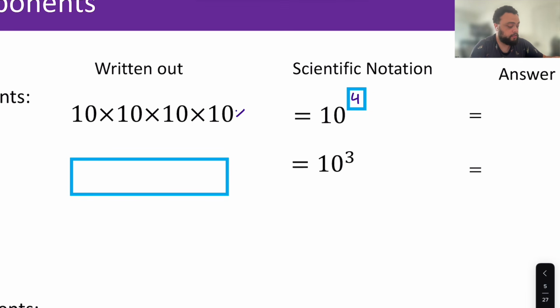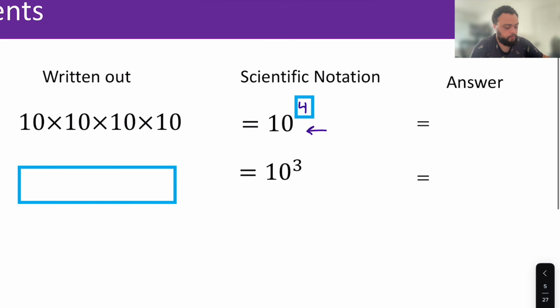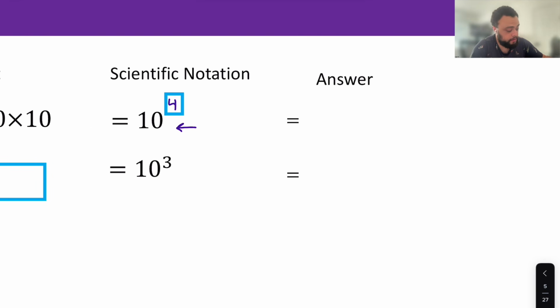Again, 10 times 10 times 10 times 10 times 10 would be 10 to the fifth, because there are five tens present. This number isn't exactly clear. It is clear to somebody who's familiar with scientific notation, but if you're not, we can write this out as a regular number. 10 times 10 times 10 times 10 ends up being 10 with four zeros behind it. So that would be 10,000.